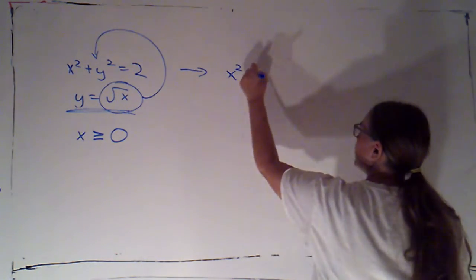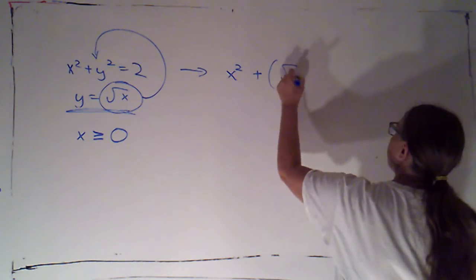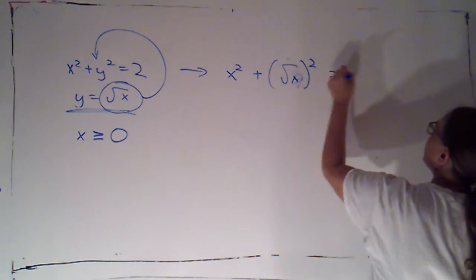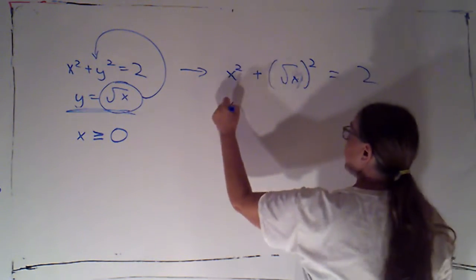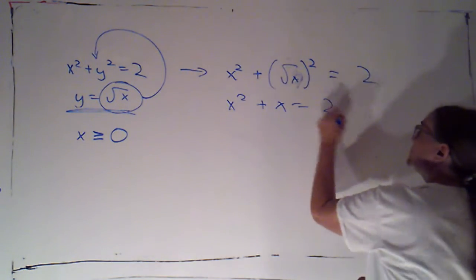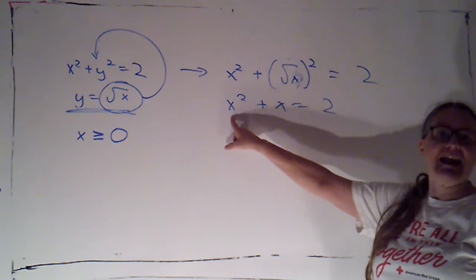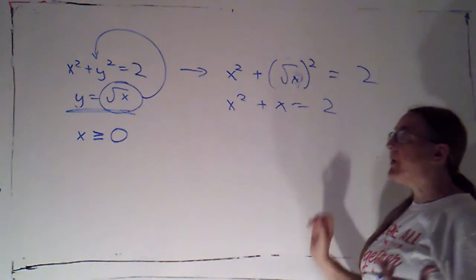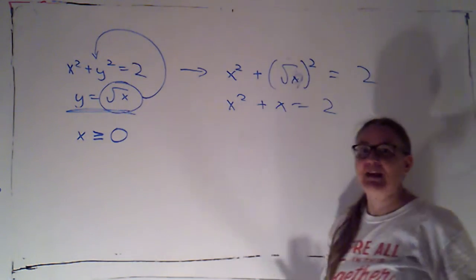I get x squared plus y, which became the square root of x, squared equals 2. I'm now squaring that. So I get x squared plus x equals 2. There's nothing in this equation that tells me that x can't be negative. But I know if y is going to equal the square root of x, that it can't be negative.